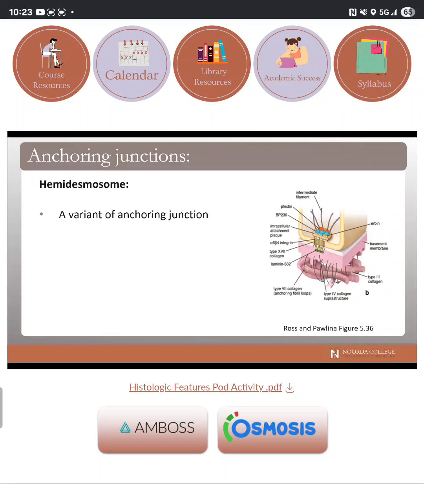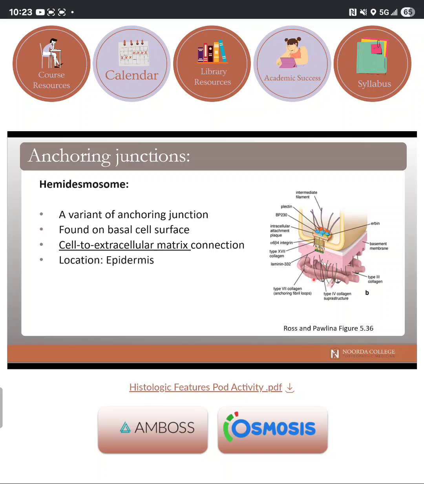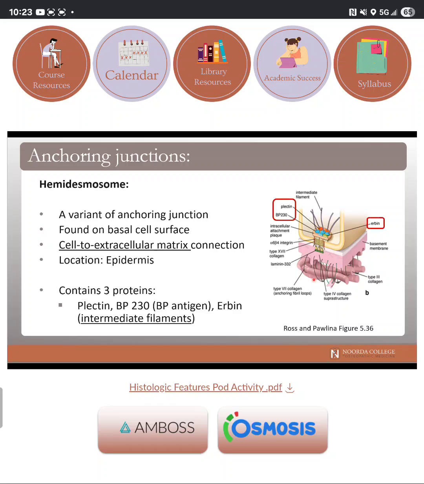Hemidesmosomes are a variant of the anchoring junctions, kind of like what we saw with the desmosomes, but I call it half a sandwich, because basically it's found on the basal cell. You have your intermediate filaments, you have your molecule here of your hemidesmosomes, and it's anchoring the cell down to the underlying basal lamina and the underlying connective tissue here. So it provides a cell to extracellular matrix connection, and is very commonly seen in the basal cells of the epidermis.